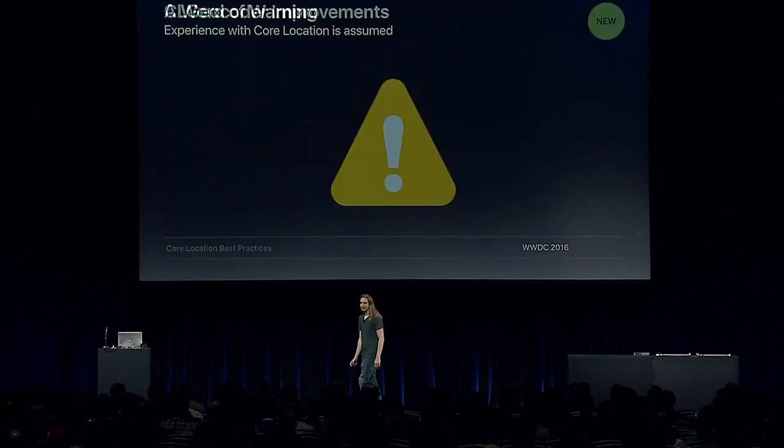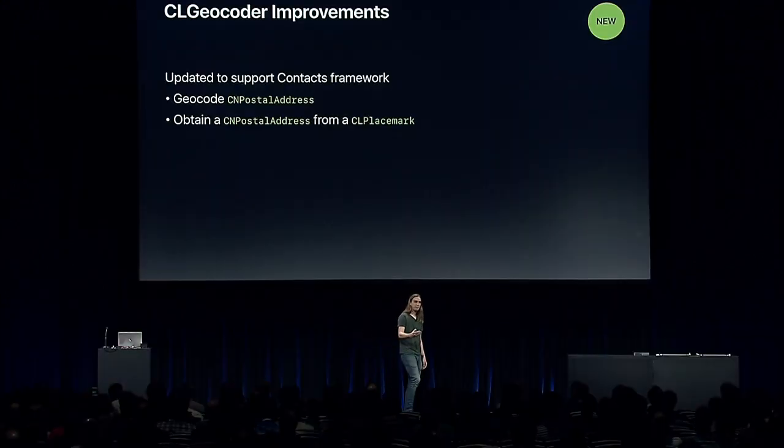So, let's get started. For users of our geocoding API, we have some exciting changes for you. We've added support for interoperation with the Contacts framework. So you can now forward geocode a CNPostalAddress. And additionally, when you get a CLPlacemark result, you can get a CNPostalAddress from that placemark.